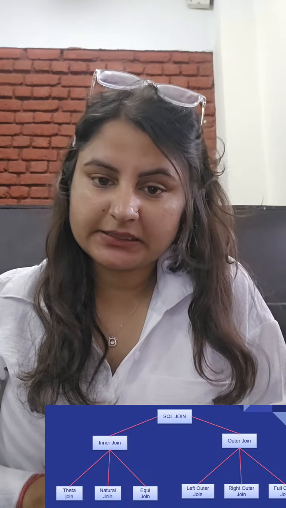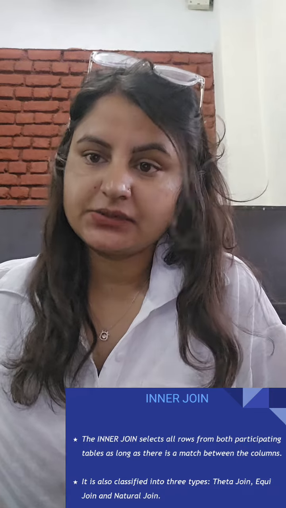We understand about the axial joint, and there are two categories. It is categorized into the inner joint and the outer joint. Inner joint, we understand, will only display the records where the join condition is satisfied. But in case of the outer joint, it will display the satisfied and unsatisfied, like we can say matching and unmatching detail.